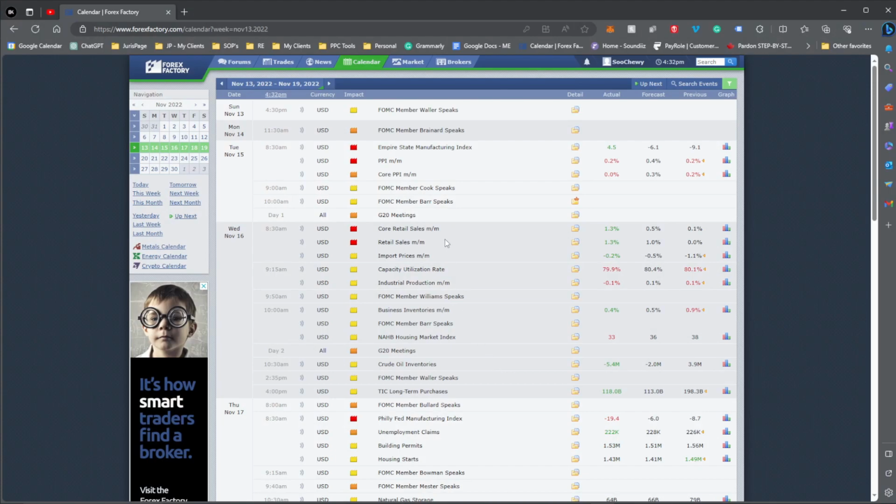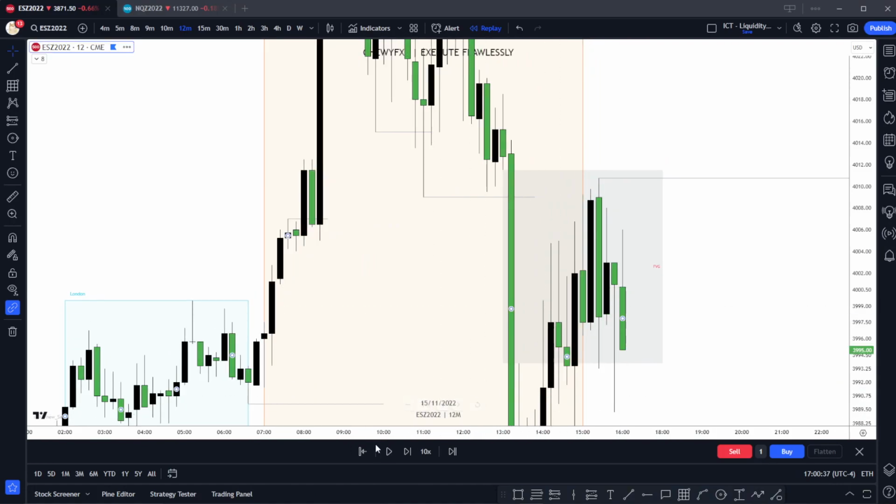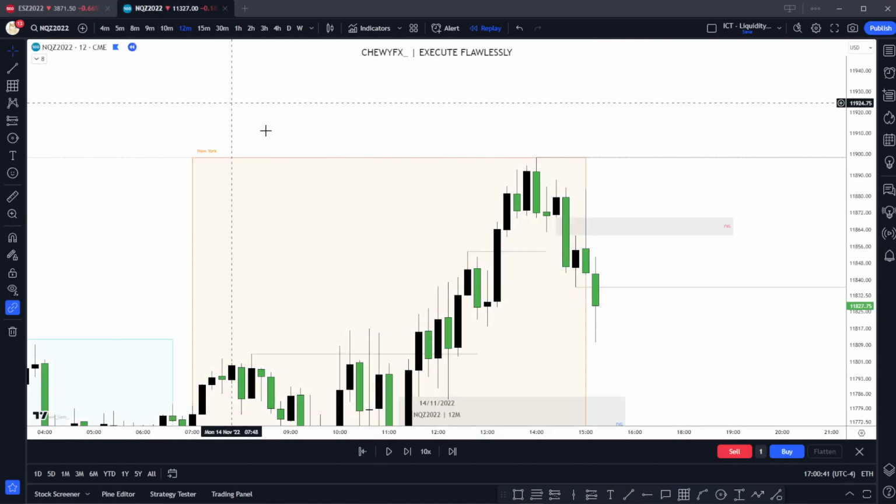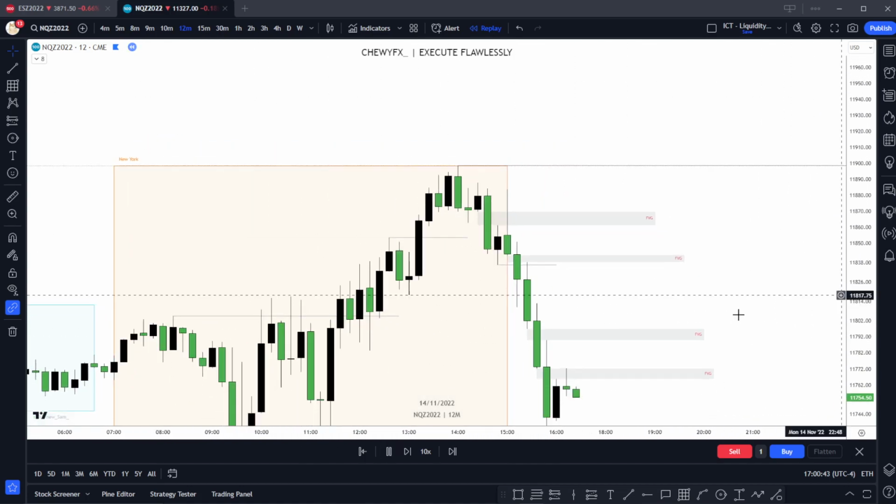So let's take a quick look at the news for Tuesday. At 8:30 we got PPI, and then we have FOMC Cook at 9, and at 10 FOMC Barr. So let's take note of that stuff. Let this play out.